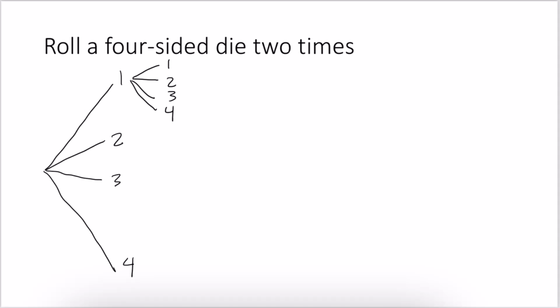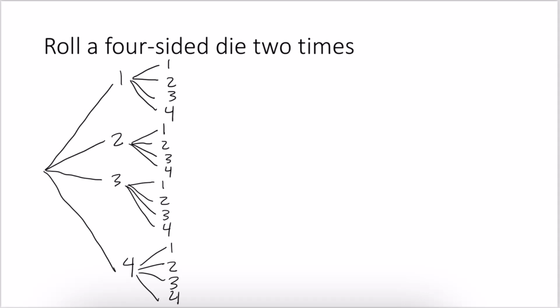So those would be the outcomes if I rolled a 1 the first time. If I rolled a 2 the first time, I could roll a 1, a 2, a 3, or a 4. If I rolled a 3 the first time, I could get a 1, a 2, a 3, or a 4 on my second dice roll. And same thing if I rolled a 4 the first time. So this would be the choice tree for rolling a 4-sided die 2 times. And the sample space can be found by listing out all of these possible outcomes.